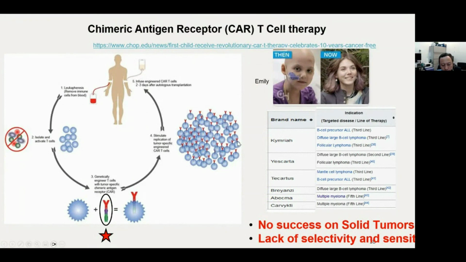So this T-cell can be grown in large quantity outside the body and then injected back to the patient. Okay, and this is leading to a cure in cancer treatment. This is Emily, ten years ago, diagnosed with leukemia. Well, you know, partly the sentence was death.